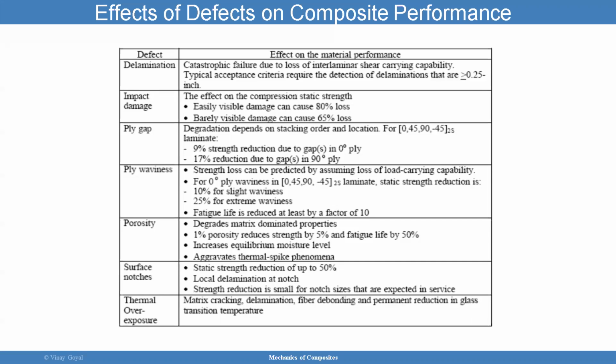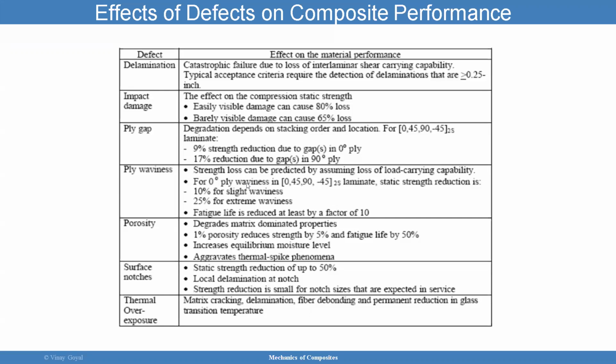Then you have the ply gap. Degradation depends on stacking order and location. So for example, you have a 0, 45, 90, minus 45, and then you have it symmetric, in a laminate. With a ply gap, you're going to have a 9% strength reduction typically due to gaps in a 0-degree ply, and a 17% reduction due to gaps in a 90-degree ply. So that's another issue that you could see.